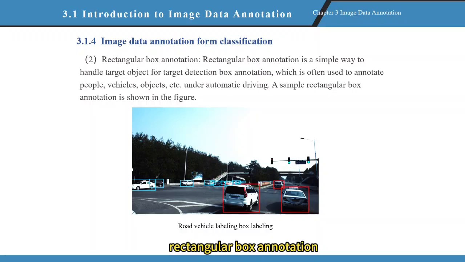Rectangular box annotation is a simple method for target detection. It is often used to mark people, vehicles, and objects in autonomous driving. Here is a sample of rectangular box annotation.